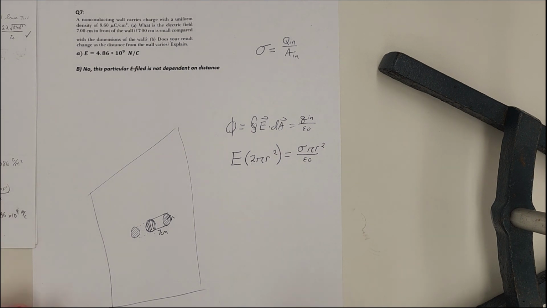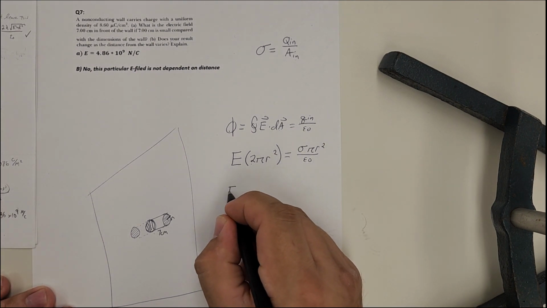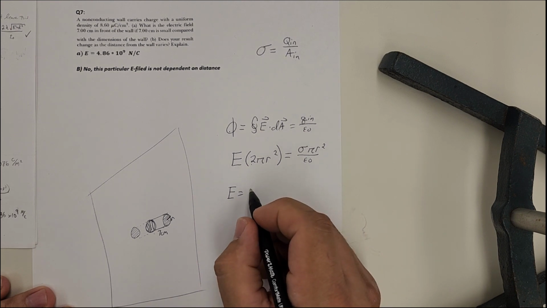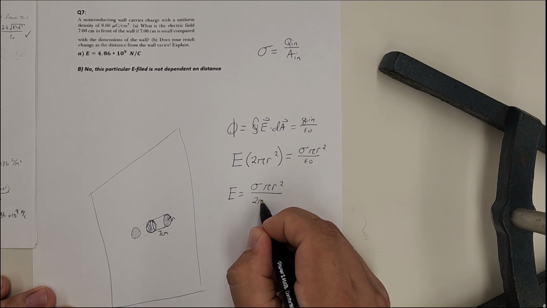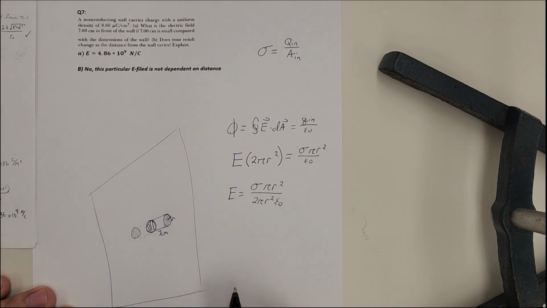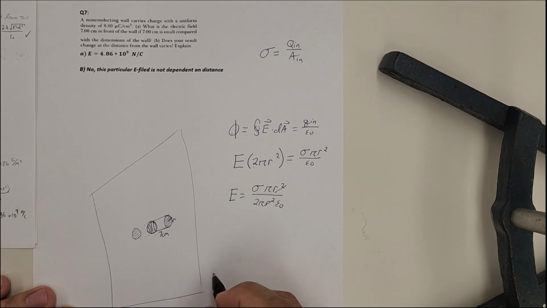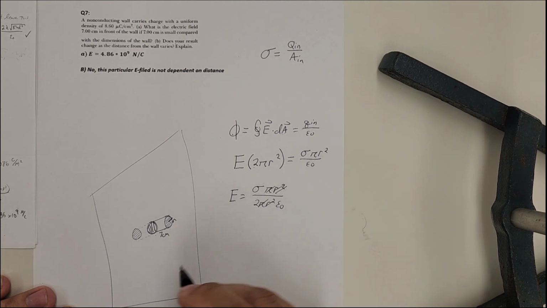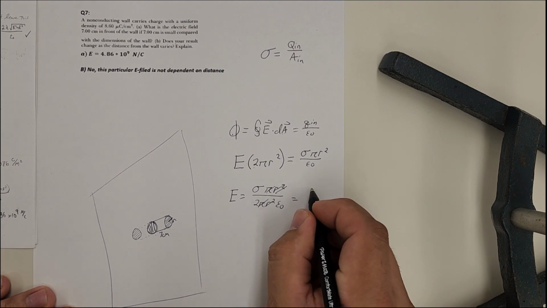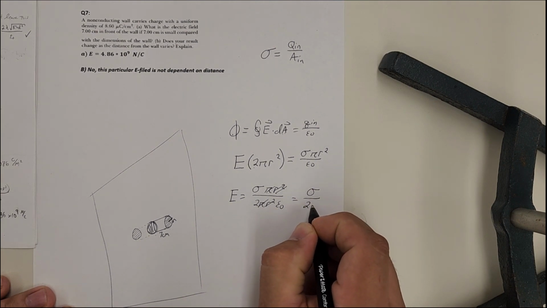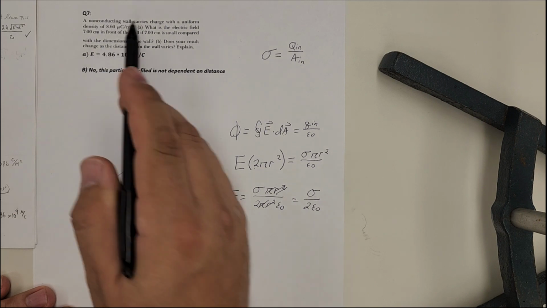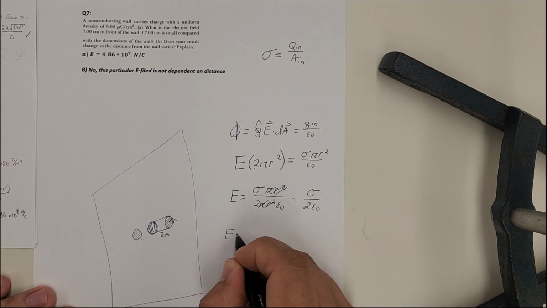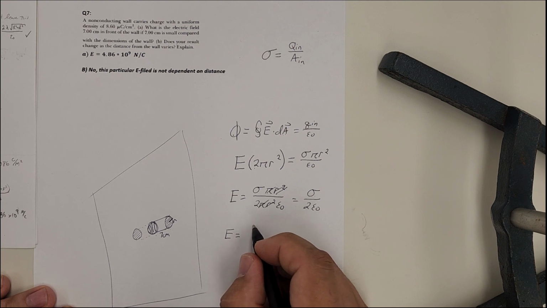All right, let's get E by itself. So let's move this 2 pi r squared to the other side. So I have sigma pi r squared over 2 pi r squared epsilon naught. The r squared and the r squared will cancel. The pi and the pi will cancel. And we end up with sigma over 2 epsilon naught. Sigma's the density. Density was given. So the electric field should be equal to that density over 2 epsilon naught.